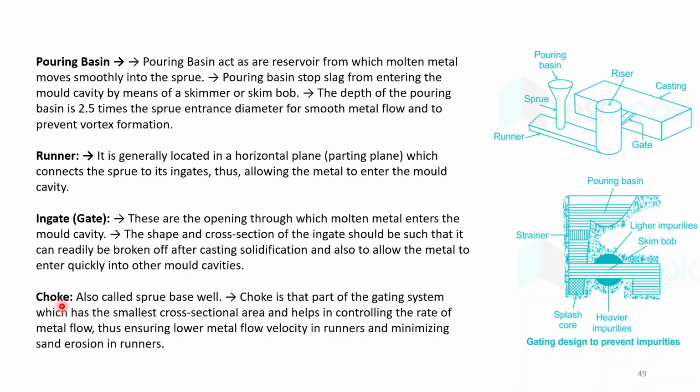Next you have choke. It is also called sprue base well, and choke is that part of the gating system which has the smallest cross sectional area, and it helps in controlling the rate of the metal flow, thus ensuring lower metal flow velocity in the runners and minimizing the sand erosion in runners.